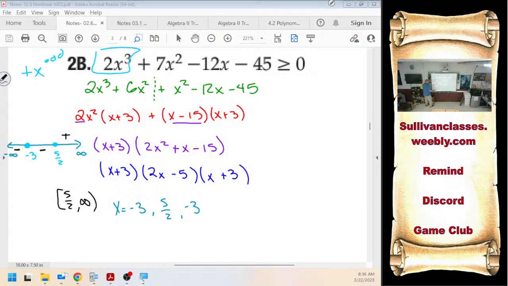Five halves to infinity, I think we can agree on that part, but because it says or equal to 0, we ran into this in chapter 1, section 1. How do I say 3 but only 3 in interval notation? I just put 3 in brackets. Don't put 3 to 3 in brackets. It's redundant, it's not simplified.